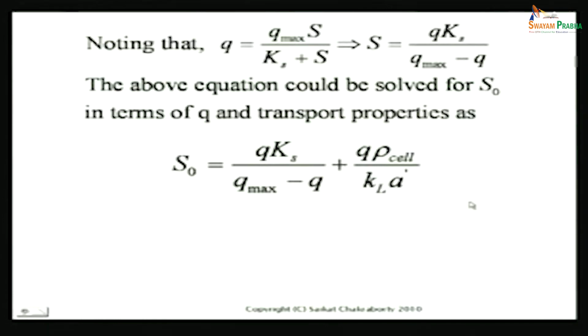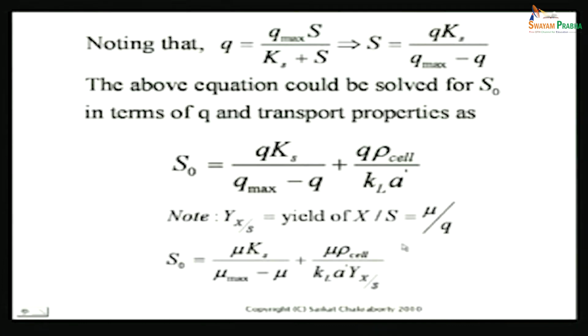So S0 is now expressed in terms of different transport properties and Q. Q is a variable, remember, but everything else is a constant here. I will show in a minute why I'm doing that. Now this new thing comes in: I define the yield of X per unit S.